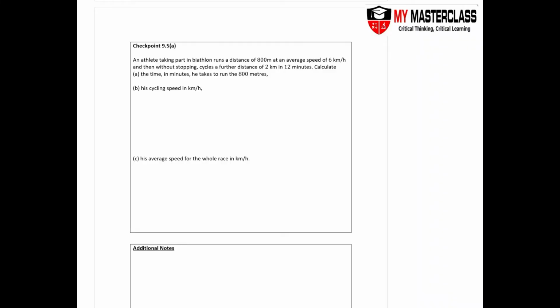The topic is ratio, rate, and speed, and we are looking at this particular question on speed. An athlete taking part in a biathlon runs a distance of 800 meters at an average speed of 6 kilometers per hour, and then without stopping cycles a further distance of 2 kilometers in 12 minutes. Now let's break this question down.